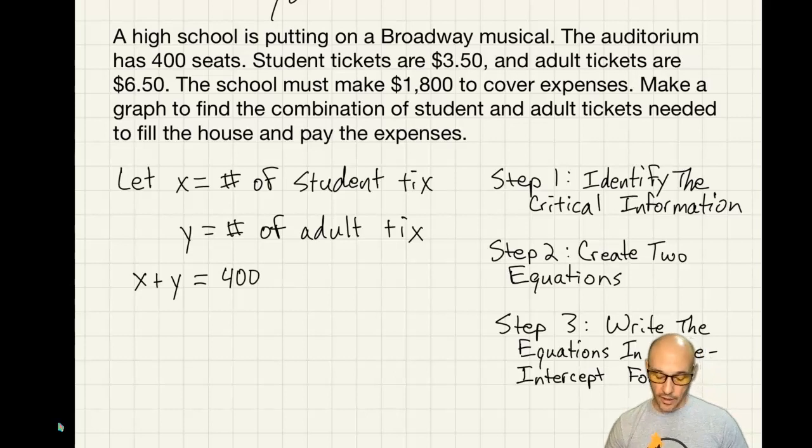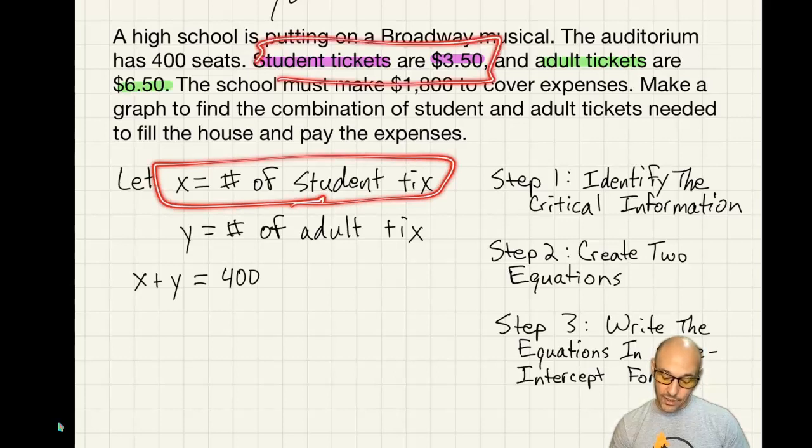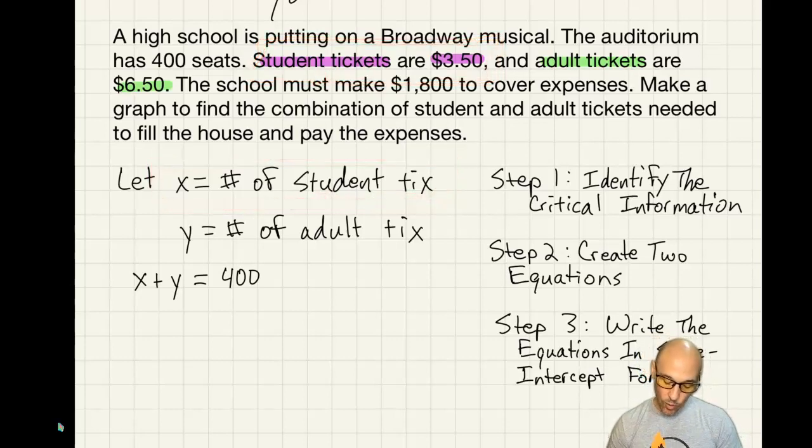The other thing that we also know is that the student tickets are $3.50 and the adult tickets are $6.50. The reason I wanted to highlight those is because the student tickets are X. That means each X ticket, the student ticket, is $3.50. And so we need $1,800. That's going to be our total here.